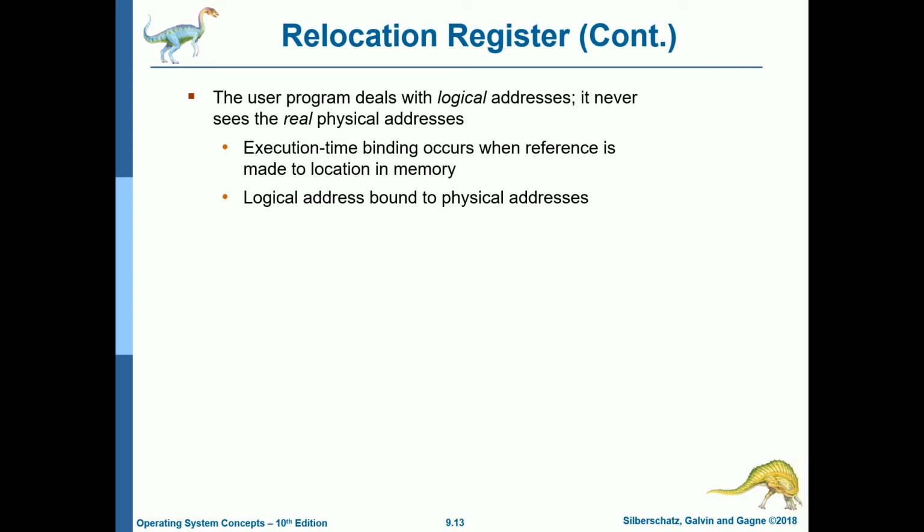We now have two different types of addresses: logical addresses and physical addresses. The user program generates only logical addresses and thinks that the process runs in memory at locations from 0 to max. However, these logical addresses must be mapped to physical addresses before they're ever used.